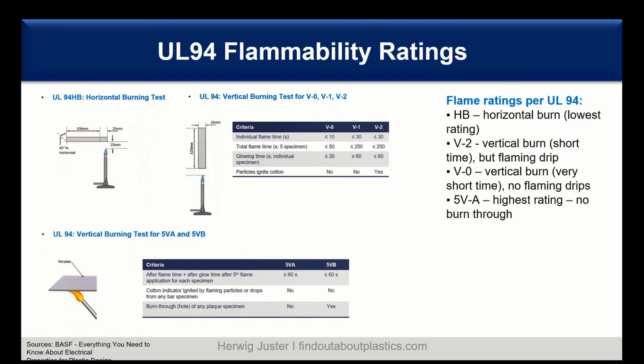So to summarize, HB, horizontal burn, is the lowest rating. Then we have vertical burn, so it burns a short time, followed by V0, for example, which burns a very short time and has no flaming drips. And the 5VA is the highest rating, so no burning through.